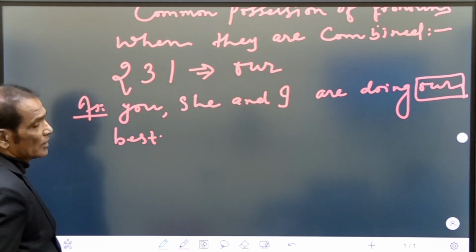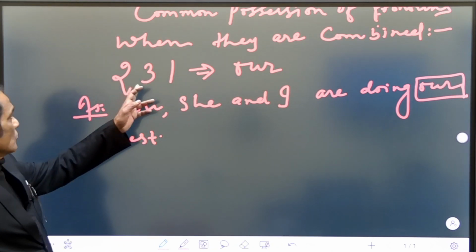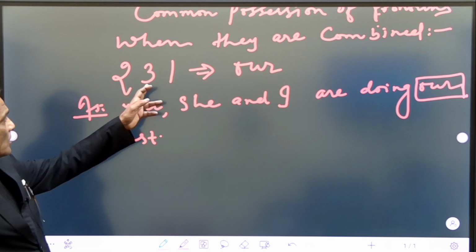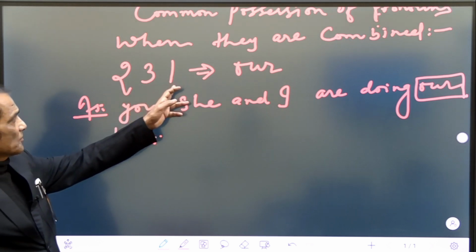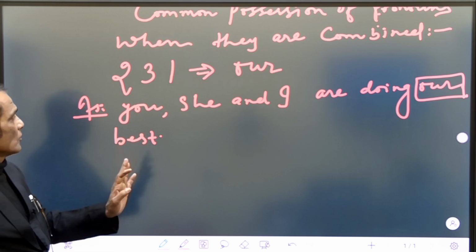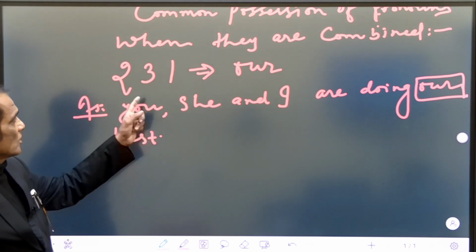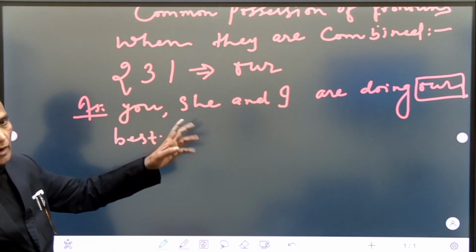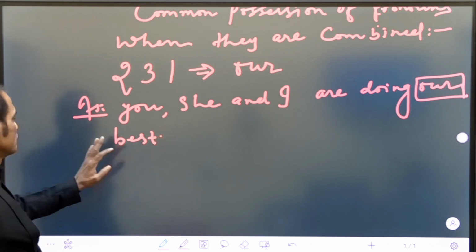So when pronouns of second person, third person, and first person are combined together, then the common position of these three pronouns is "are". So there should be "are".